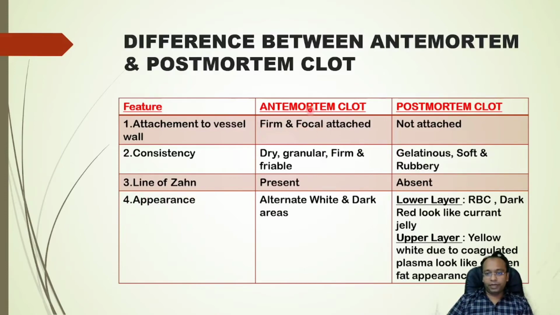So, the appearance of antemortem clot is by lines of Zahn, alternate white and dark areas seen. But the postmortem clot has a very characteristic appearance, because of gravity. In the dependent portion, in the lower layer, it is made up of red blood cells. So there will be dark red color, which looks like currant jelly over the lower layer, while the upper layer has a yellow-white color because of coagulated plasma. And it gives a chicken fat appearance. So that is the appearance of postmortem clot. Upper layer is chicken fat yellow color, while the lower portion is red color because of RBC.